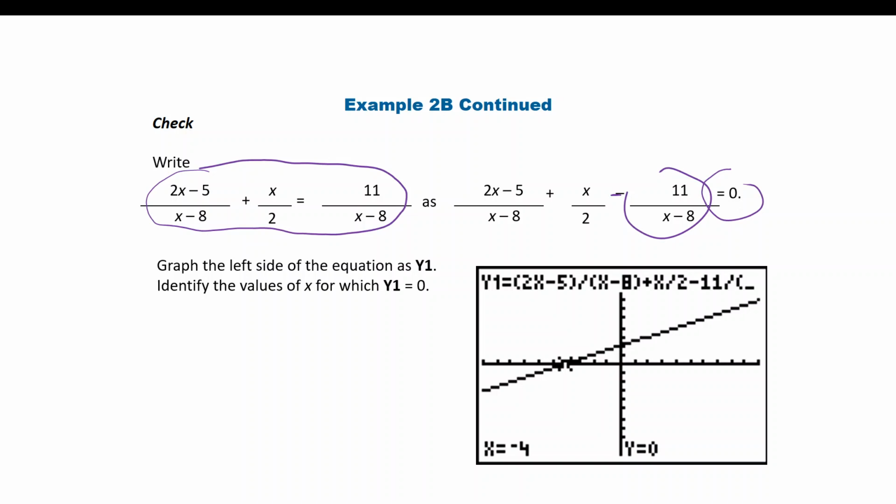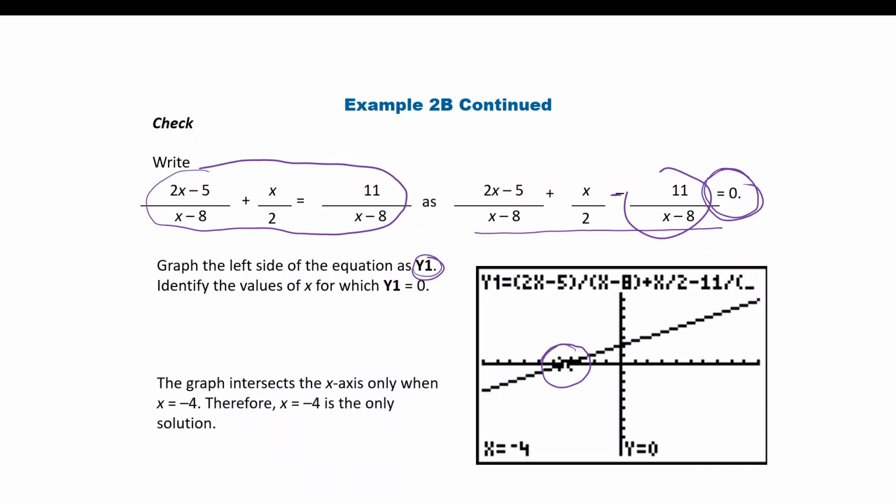So take this whole left side and write it into your y1. Okay, and then what we're looking for is when will it equal 0. So you can look at the graph and see that it equals 0 at negative 4. You could also look at the table by clicking second table in that same place. All right, the graph intersects the x-axis only when x equals negative 4. Therefore, x equals negative 4 is the only solution.